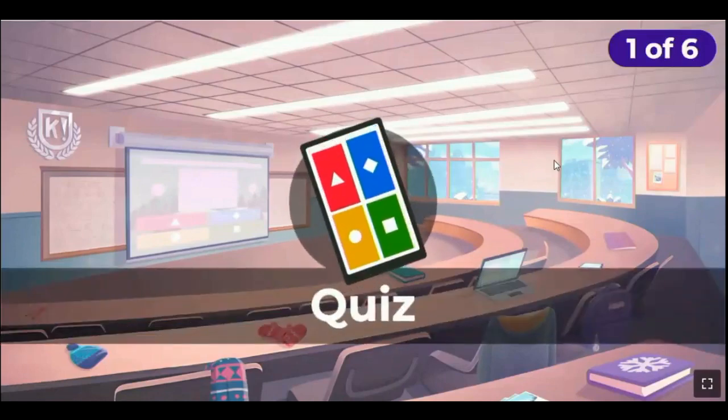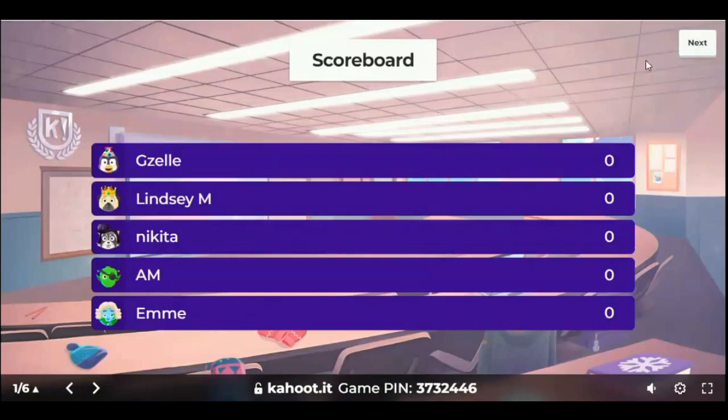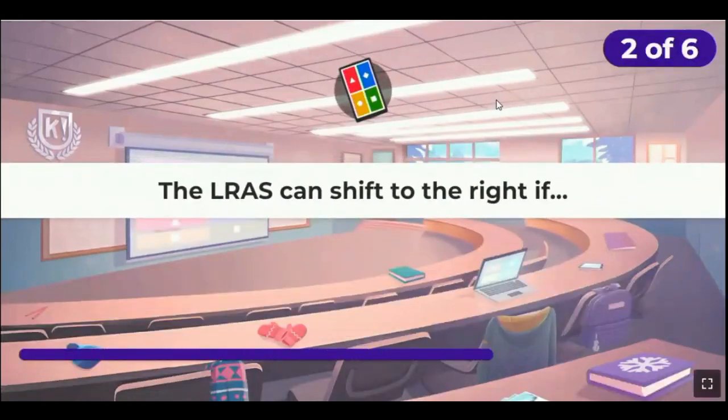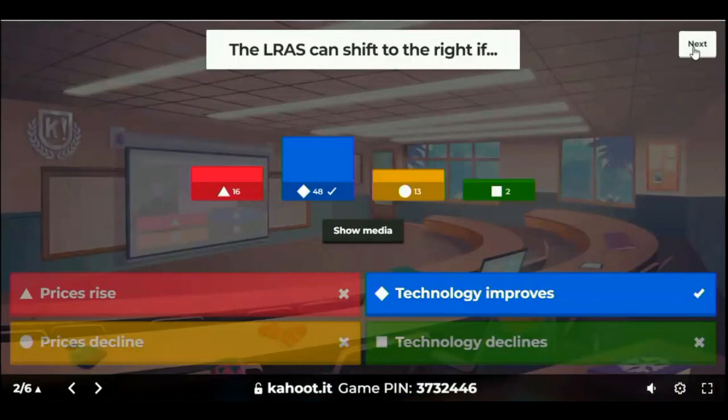First question. What is on the y-axis in this figure? It's the price level. Very good. The long run aggregate supply curve can shift to the right if what happens? Prices rise, prices decline, technology improves, or technology declines. To the right if technology improves. Very good.